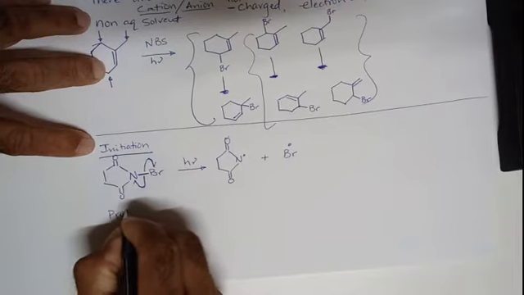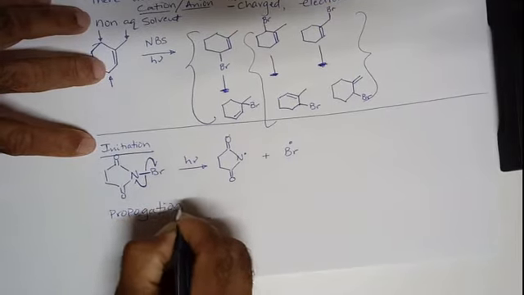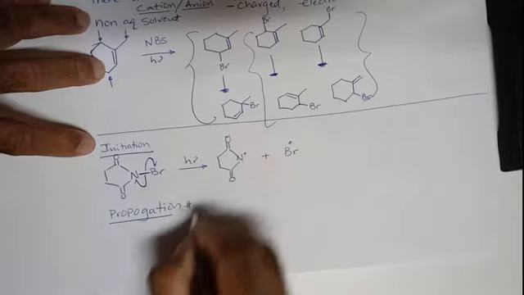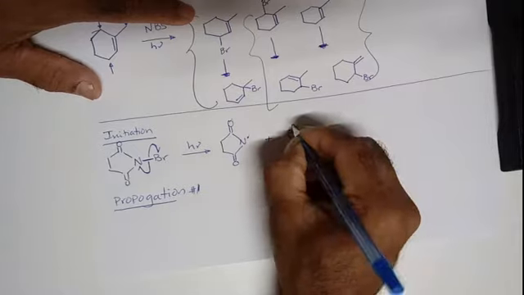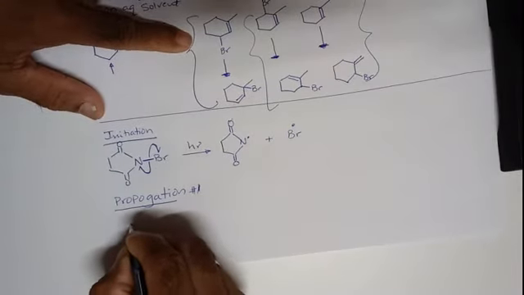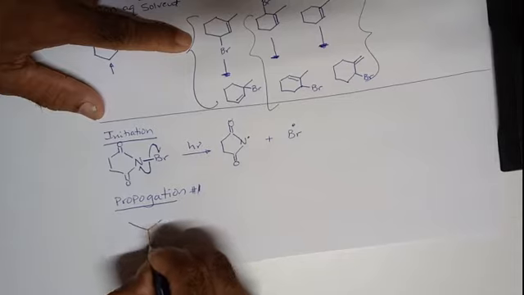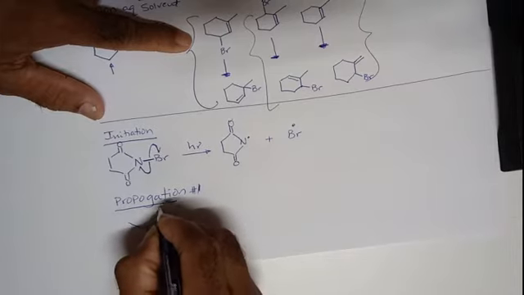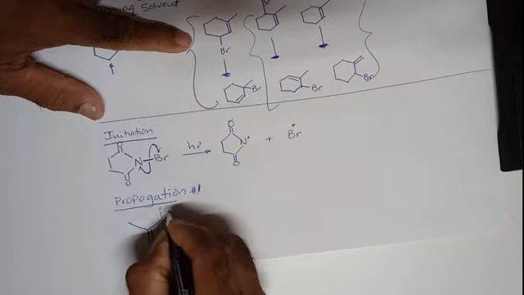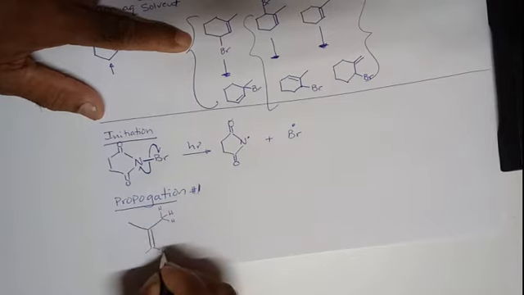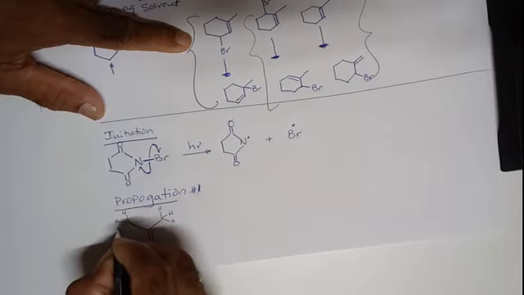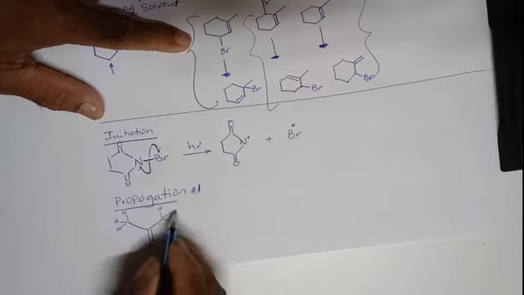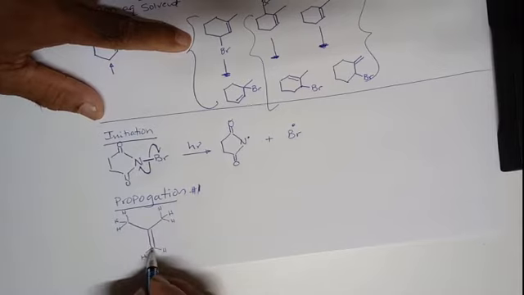Propagation number 1. Now what this bromine radical has to do is find the weakest link. So let me take this molecule, which will make our life easier. There are 3 hydrogens here, 2 hydrogens here, and 3 hydrogens here. By nature, these 6 hydrogens are equivalent. These 2 hydrogens are benzylic hydrogens.